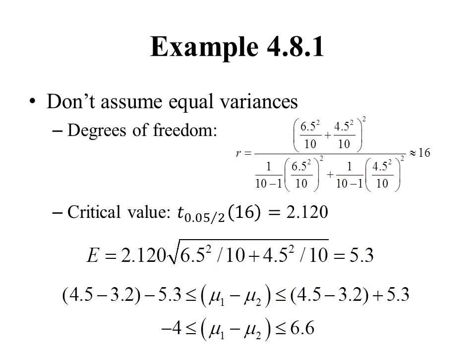We'd say we're 95% confident that the difference is between -4 and positive 6.6. And again, notice that this is negative and this is positive. So again, our results are kind of inconclusive. We're just not quite sure if diet A is really any better than diet B.